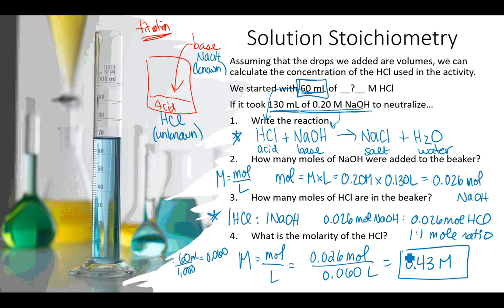So this is an example of a stoichiometry problem. We call it stoichiometry because it's a calculation involving a chemical reaction that relies upon this mole ratio. And it's solution stoichiometry because we're using our knowledge of solution concentration and molarity to do this calculation.